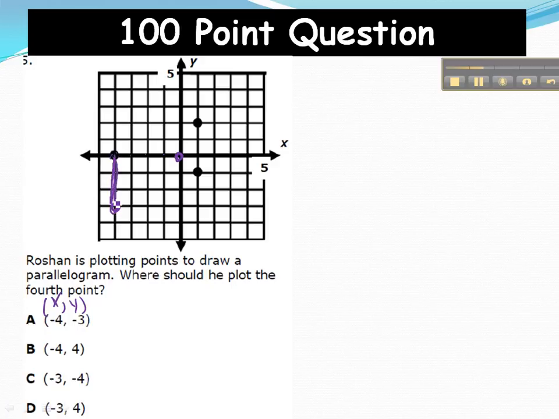Now this side is 3 units long, and this side that's across opposite it is also 3 units long. Opposite sides are parallel and congruent, so the very first answer choice is the correct one. If you plot the other 3 possible answer choices, you'll see that they do not produce sides that are congruent and parallel.